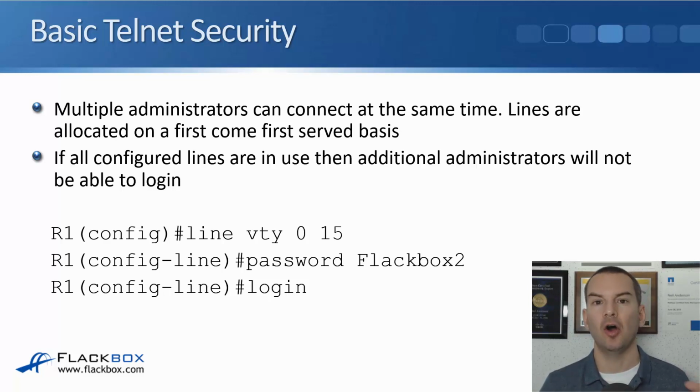That's configuring all of our terminal lines. Then we say password, we're using FLACKBOX'S here, and login. Login again means use the password that is configured under the line. You will sometimes see a configuration here saying line vty 0 4. If you do that, you've only got 5 lines available. So it's better to enable all of the different lines.